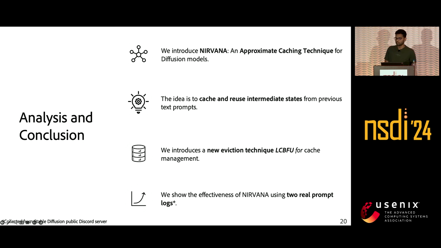Finally, I would like to conclude by summarizing the presentation today. NIRVANA is an approximate caching technique for diffusion models, where the main idea is to cache and reuse intermediate noise states from across generations. Here, the cache is selected by balancing the trade-off between compute savings and quality. Also, the cache storage is maintained through a unique novel eviction technique that is optimized for higher compute savings. We finally evaluate NIRVANA on 2 real-world prompt logs and observe that NIRVANA enables image generation at a higher system throughput and lower cost with minimal quality difference.